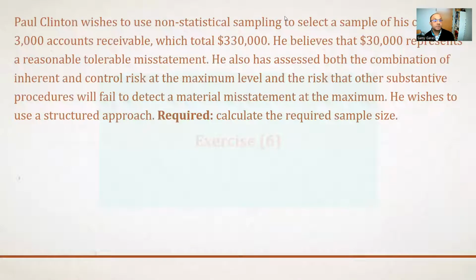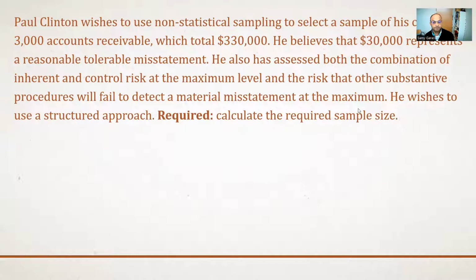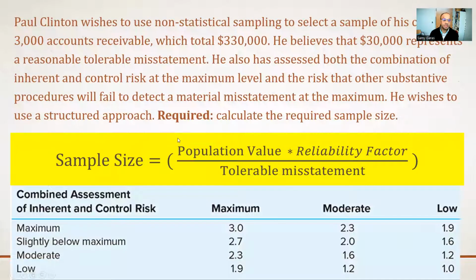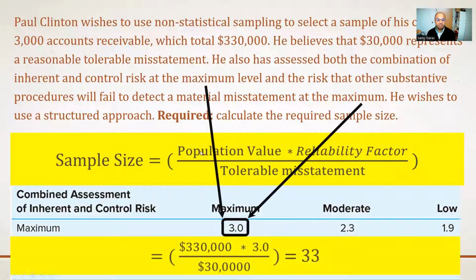And here is an example. Feel free to stop the video for a minute, read the example, and now let us work on the equation. So here is the equation. We get the maximum level, which is 3. And here also the maximum is 3. So we multiply the population value, which is 330,000 times 3, this one the maximum, divided by tolerable misstatement. So the sample size will be 33.